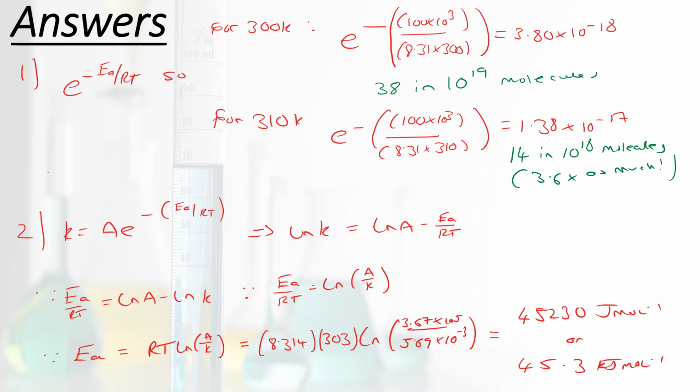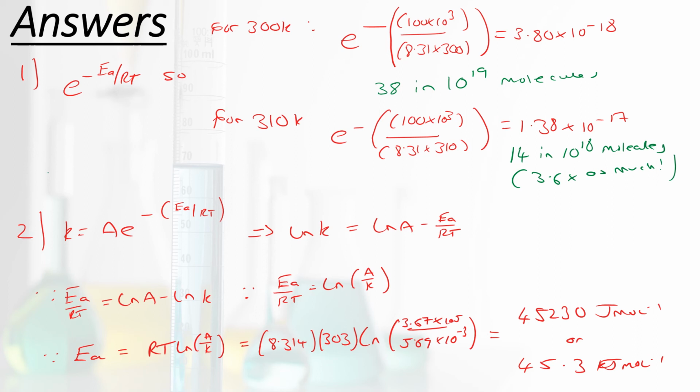Now we want to find our activation energy, so we need to rearrange our equation to be able to find Ea. So I'm going to rearrange it to have Ea over RT as the subject. To do that, I have to add Ea over RT to both sides and minus ln k from both sides. And we end up with Ea over RT is ln A minus ln k.